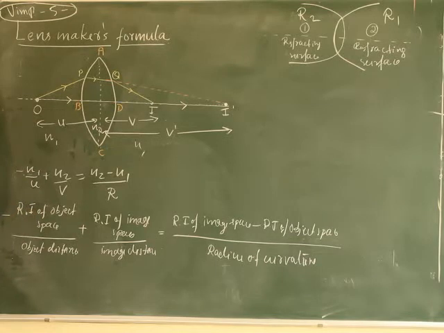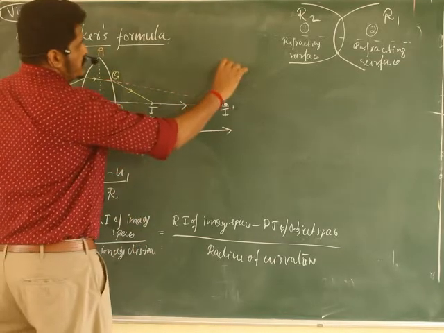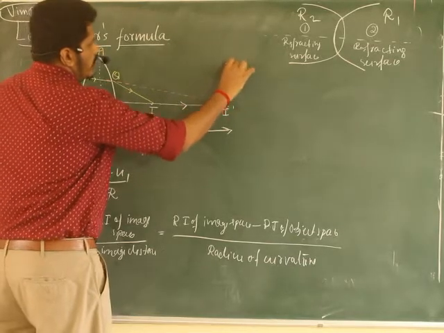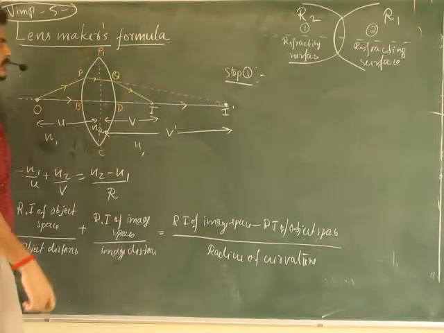Now what I have to do is I have to split this derivation into two parts. What is that? First part is refraction at surface ABC. That means the first spherical refracting surface, then the next one. So two cases, okay? I am going to do this derivation in two steps. Step 1. So what is step 1?